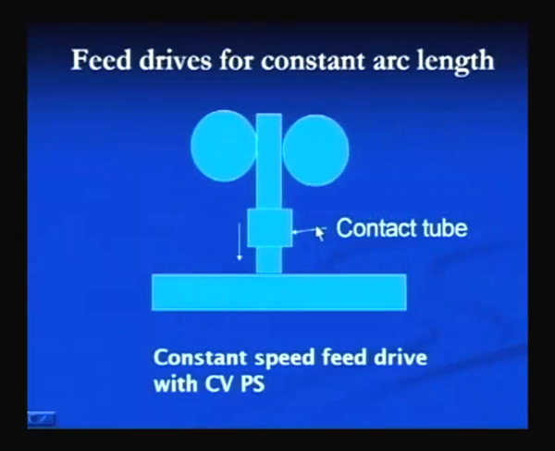In the constant speed feed drive system, a constant voltage power source is used, and this kind of arrangement is mainly used when small diameter electrodes are to be used. If the diameter of the electrode is too large, then we do not get a significant change in the melting rate with the change of current. So, in that case it becomes difficult to maintain the arc length just by changing the welding current.